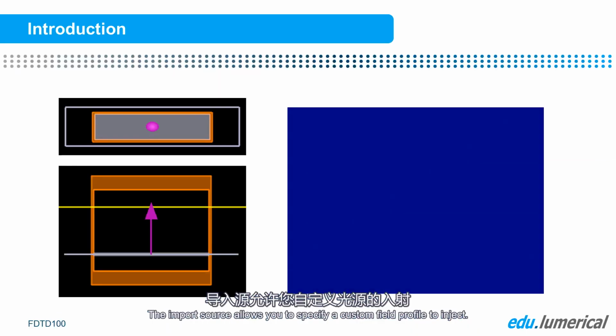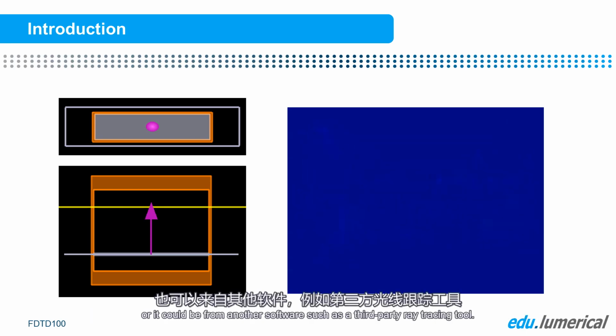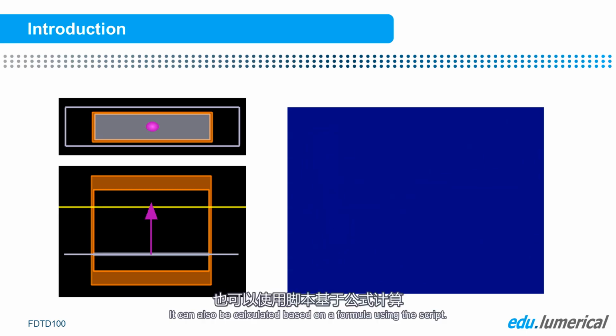The import source allows you to specify a custom field profile to inject. The data for the field profile of the source can come from monitor data measured in a previous simulation, or it could be from another software such as a third-party ray tracing tool. It can also be calculated based on a formula using the script.